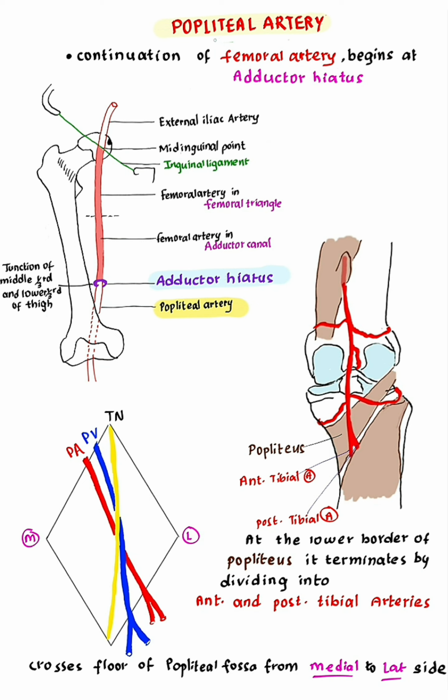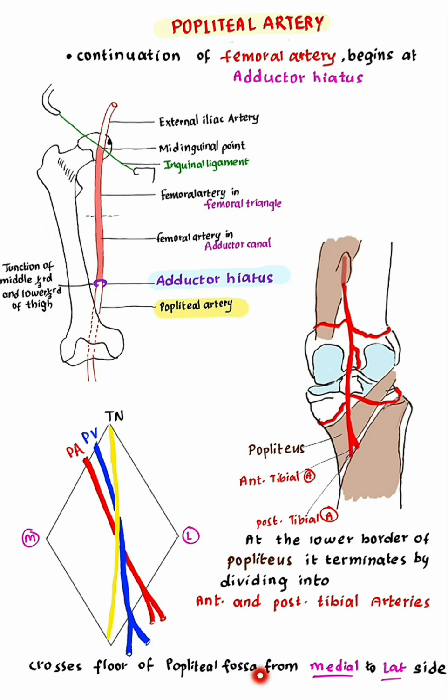Let us now see each content in detail. Popliteal artery. Popliteal artery is continuation of femoral artery. It begins at adductor hiatus. Adductor hiatus is a tendinous opening present in adductor magnus muscle. Adductor hiatus is present at the junction of middle one-third and lower one-third of thigh.